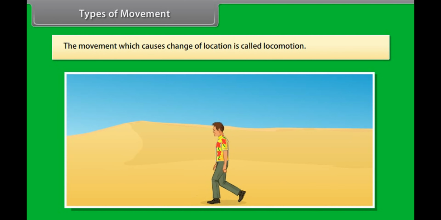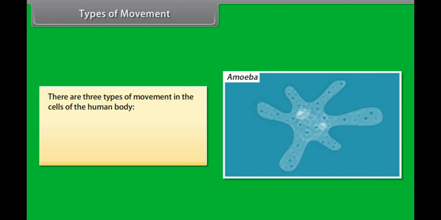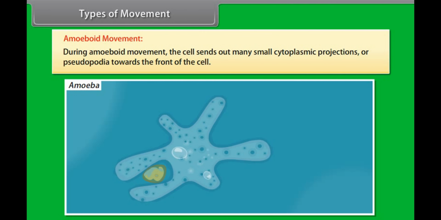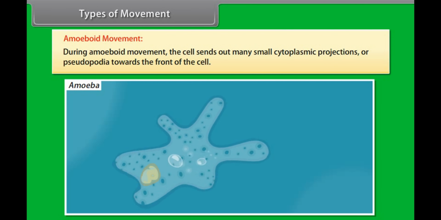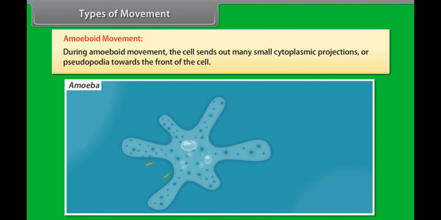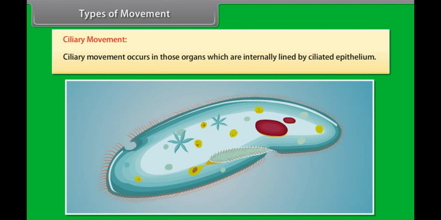Types of movement. The movement which causes change of location is called locomotion. There are three types of movements in the cells of the human body: amoeboid, ciliary, and muscular. Amoeboid movement. During amoeboid movement, the cell sends out many small cytoplasmic projections or pseudopodia towards the front of the cell. Ciliary movement. Ciliary movement occurs in those organs which are internally lined by ciliated epithelium.